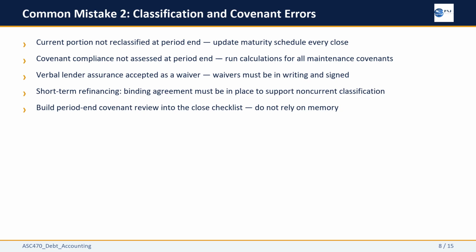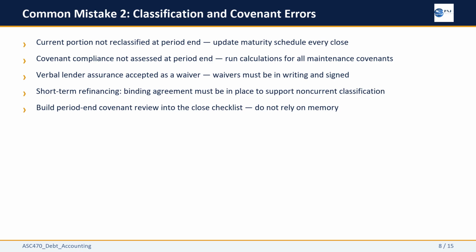Classification mistakes are surprisingly common, and they can misstate the balance sheet significantly. The two most frequent are forgetting to reclassify the current portion of long-term debt at period end and failing to assess covenant compliance at every close. Both require a maturity schedule and covenant calculation workpaper updated at every single reporting period, not just annually.